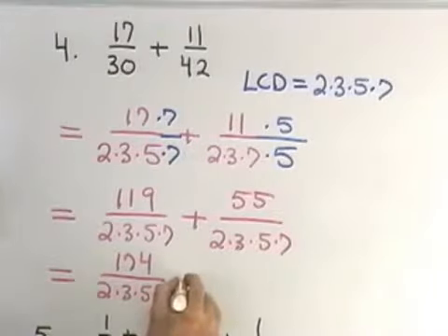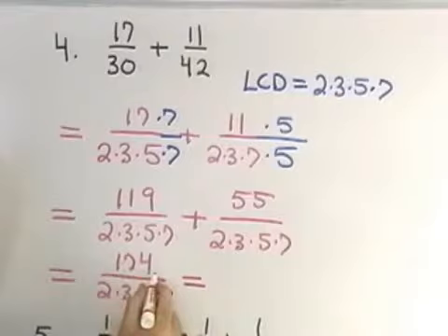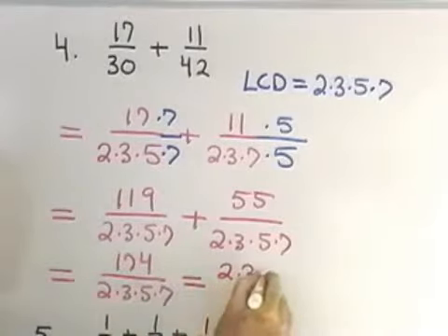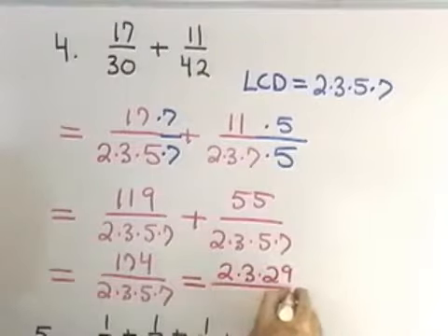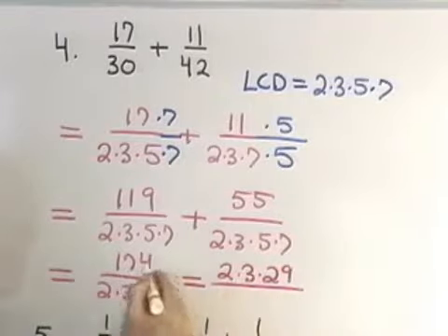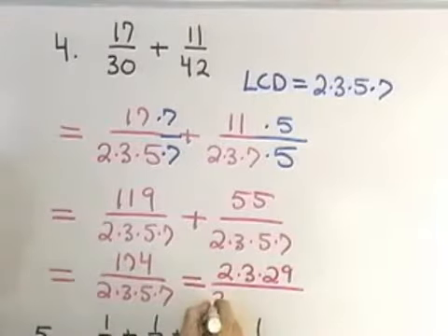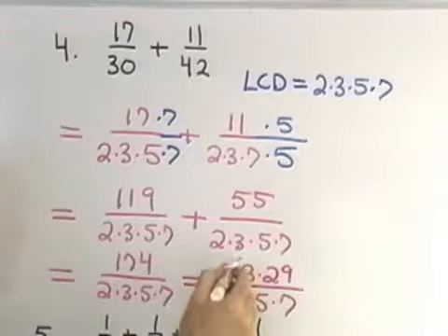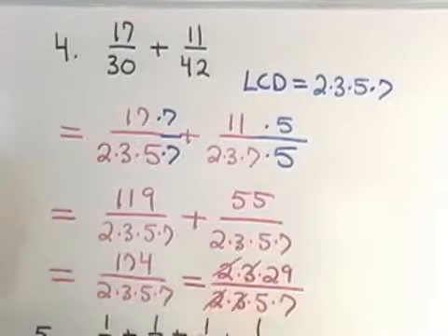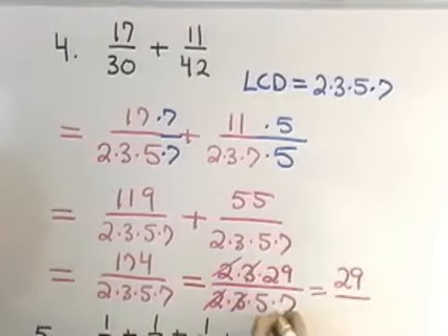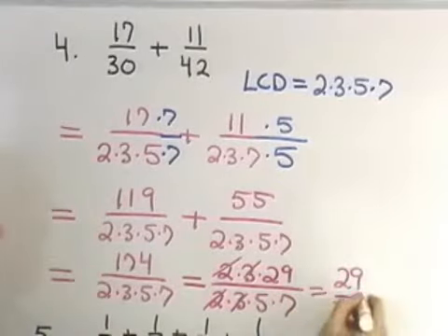Well, actually I've already done this problem, and I know that 174 is 2 times 3 times 29. So I'm going to just save myself a little time here and write that numerator in factored form. You can check it out. 2 times 3 is 6 times 29 is going to be 174. The denominator, 2 times 3 times 5 times 7, and as you can see, these common factors divide out, and I'm left with 29 over 5 times 7, which is 35.